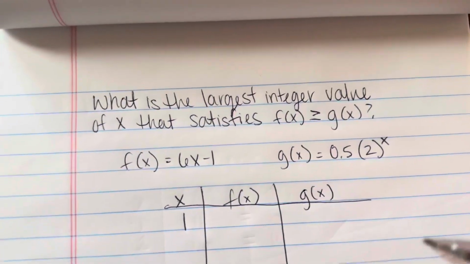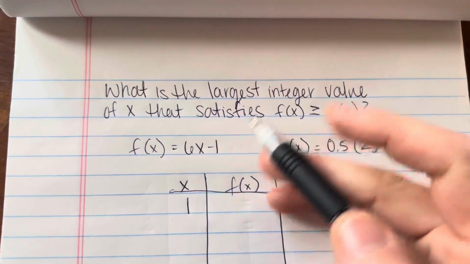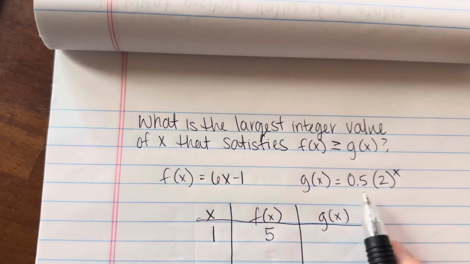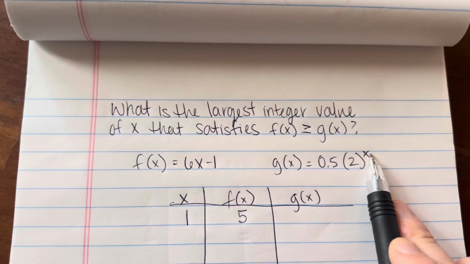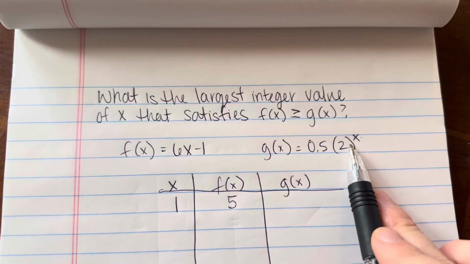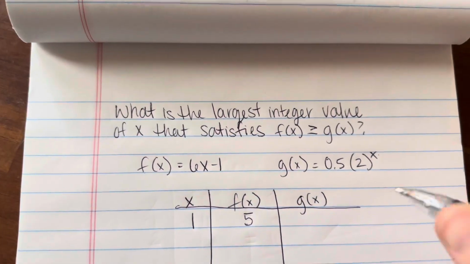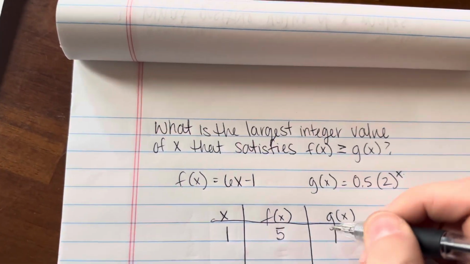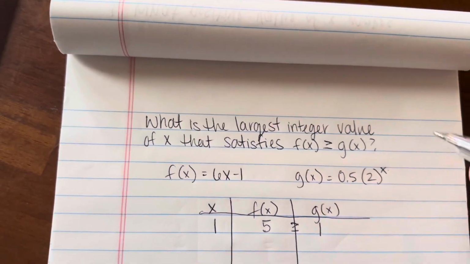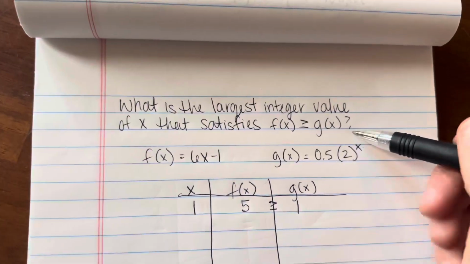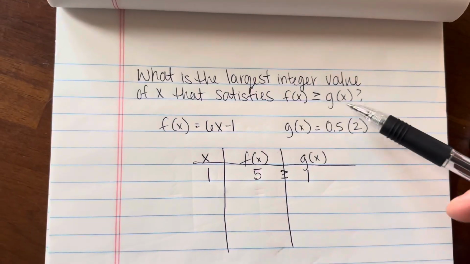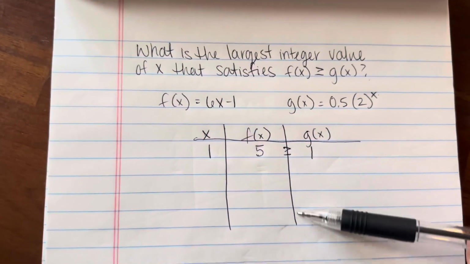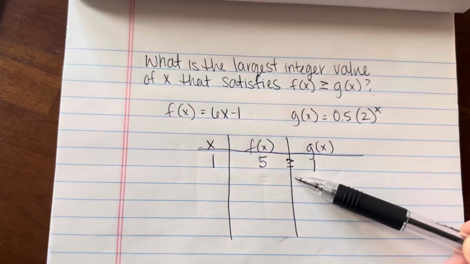Okay, so 6 times 1 is 6, minus 1 gives us 5, and 2 to the first power, remember we always do our exponents first, 2 to the first power is 2, half of 2 is 1. So right now, f of x is greater or equal to g of x, but we expected that because it says what is the biggest number where this is still true. So we're going to have to keep going until this is no longer true.